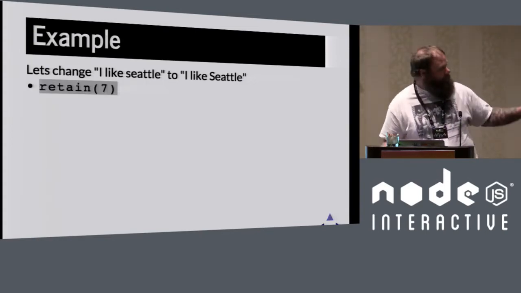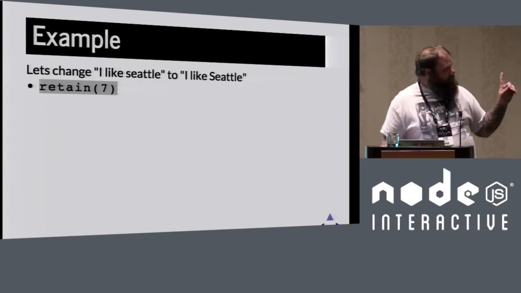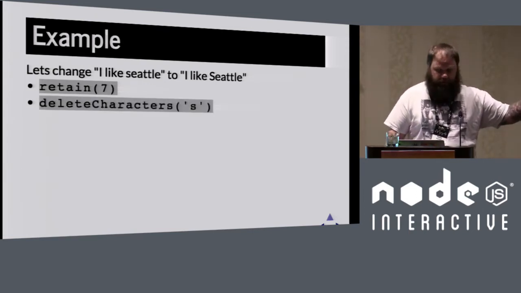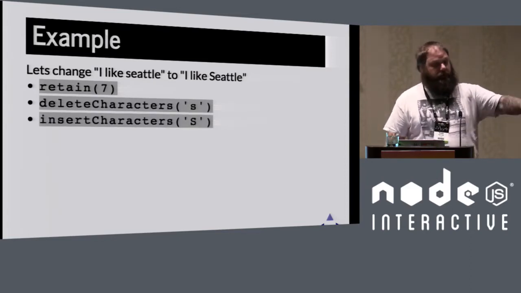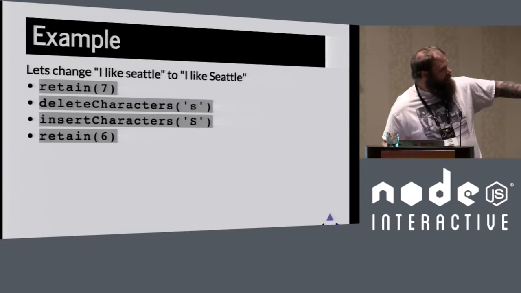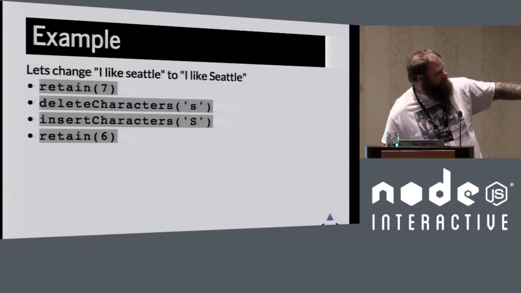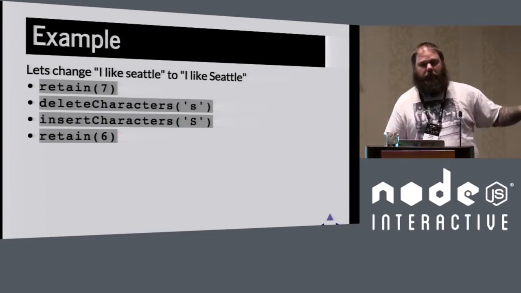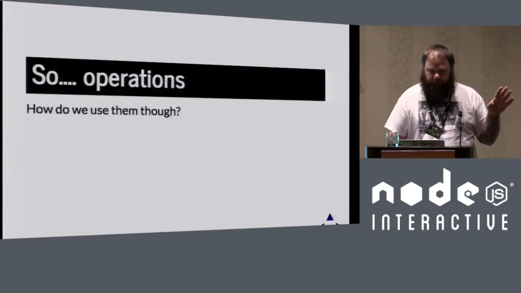So the first thing you want to do is your operation is retain 7. So we count 7 characters into the text. Now the document cursor is at the 7th position. We delete the lowercase s, we insert an uppercase S, and then we retain the last 6 characters. So now we have a set of operations that can be applied to any document of this length to change the 8th character from a lowercase s to an uppercase S.